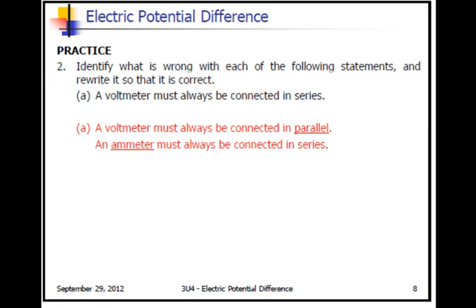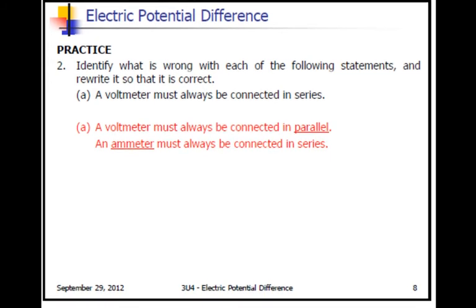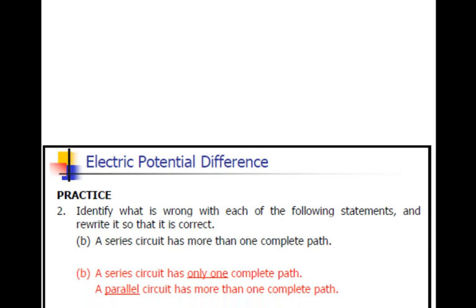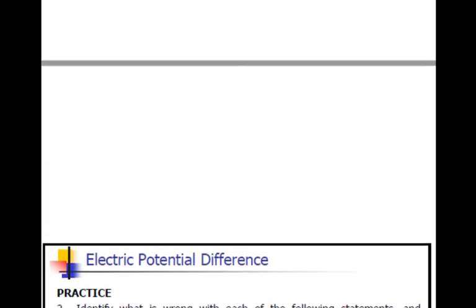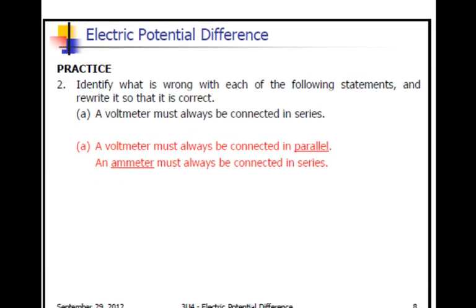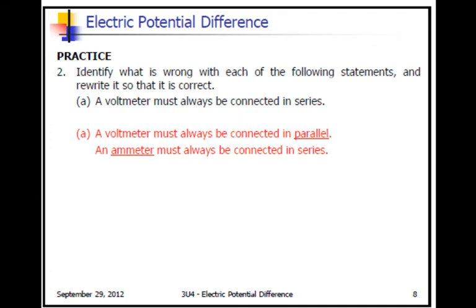Identify what is wrong in each of the following statements. It says a voltmeter must always be connected in series. Well, a voltmeter has to be connected in parallel. There's another statement here: an ammeter must always be connected in series. So to correct that, the ammeter is connected in series, and the voltmeter is connected in parallel.